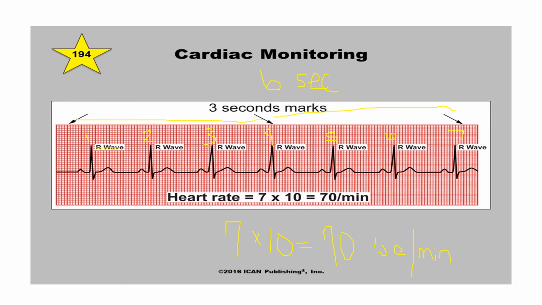The reason we use 10 is because we utilize a strip of 6 seconds, but we need 60 seconds. So we divide 60 by the 6 seconds we got, and it's going to give us 10. So that is why we utilize the number times 10.